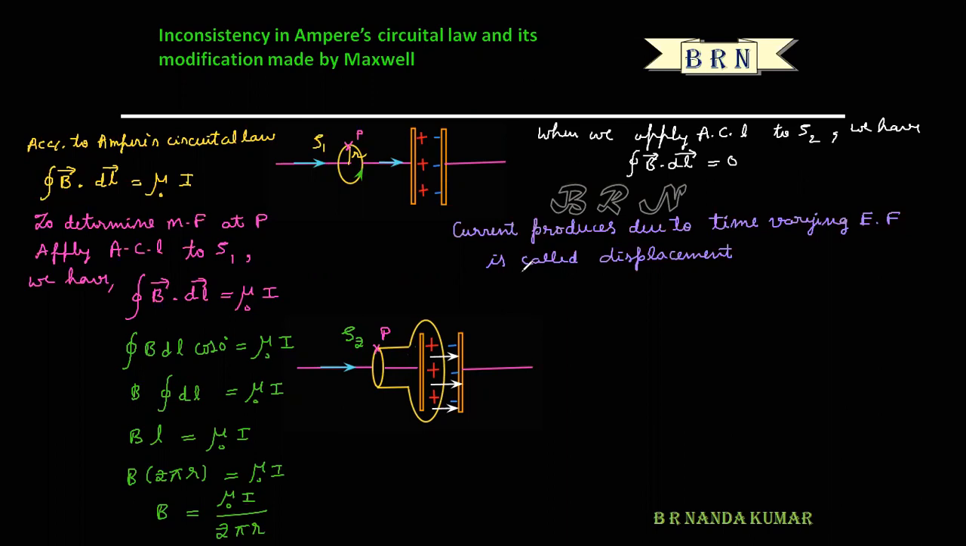Conduction current is produced due to the flow of charges. So what is the mathematical expression for conduction current? The differences between the conduction current and displacement current are very important.